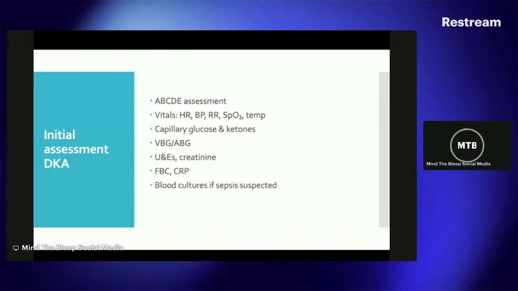example. We'll take blood, send it off for urea and electrolytes, creatinine, full blood count, CRP, to see if it's an infection, and also take blood cultures if we're suspecting sepsis in the patient. So all the regular steps we'd want a foundation doctor to do. And when you're assessing the patient, you may also see that they are dehydrated. You can supplement them with fluids. You will possibly see the Kussmaul breathing, and you'll smell the fruity odor that you'll see in ketonemia.